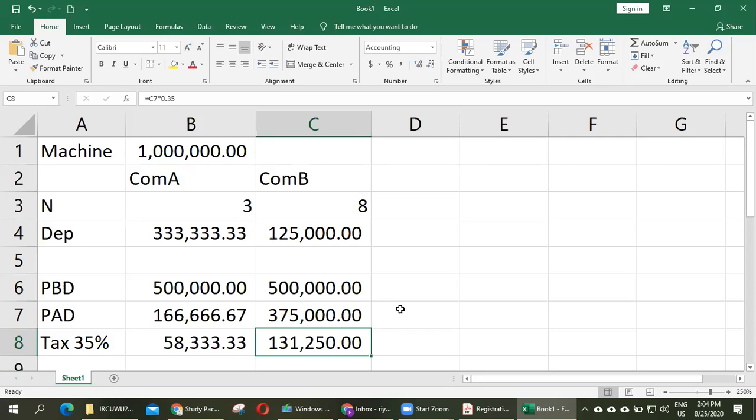What's the reason for this? These differences arise due to changes in the number of years of its life. The depreciation is more for company B because its lifetime duration is less, 3 years, for the same asset.